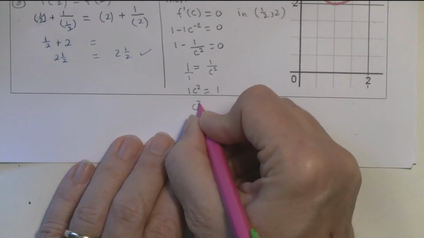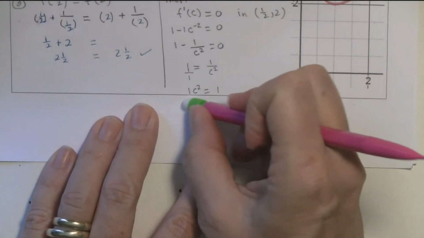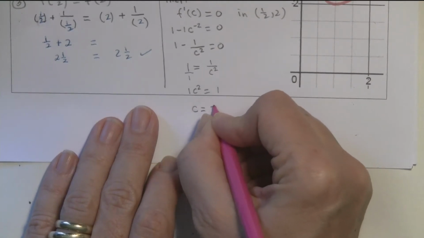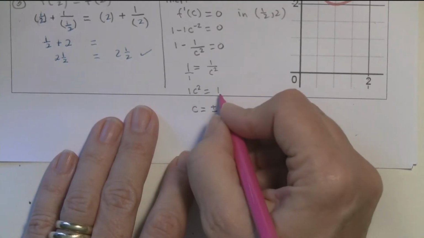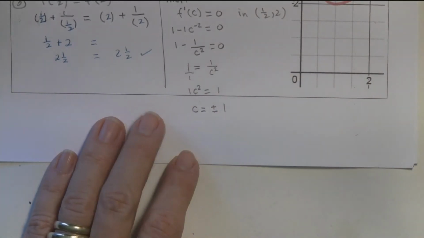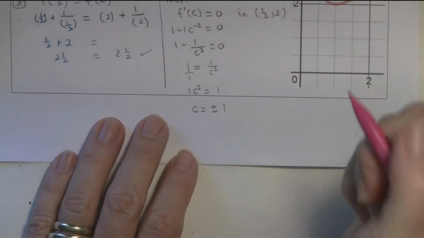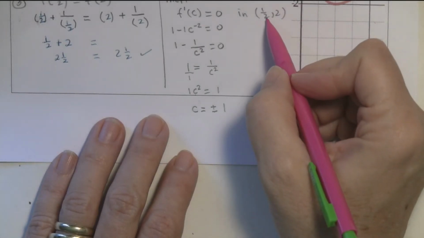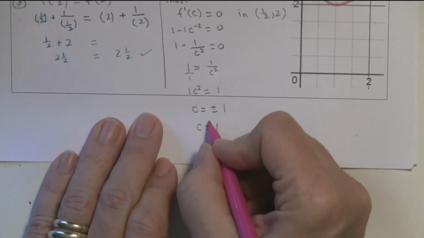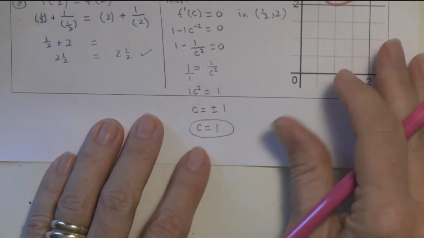So c squared, I'm going to take the square root of both sides. I think I'm getting c equals plus or minus 1, right? Taking the square root of this and the square root of that. Don't forget the plus or minus when you do that. Remember that we're only interested in the interval half to 2, so really c is 1, and I want to show you what we found.